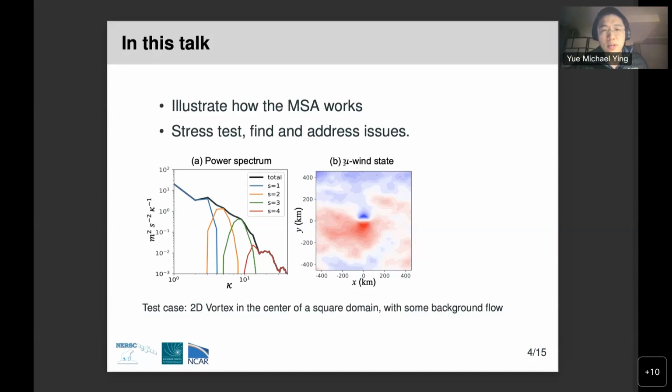Here I'm showing the U wind, so horizontal wind, the U component. You see that there's a very regular vortex in the center, but also you have some random background steering flow added on top of it. And on the left-hand side, I'm showing the kinetic energy power spectrum of the wind field, and showing the 4 different scale components as an example.